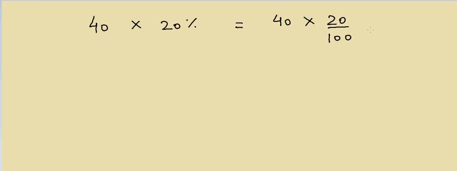So if I have 40 and I want to get 20% of this number, right? The traditional way is I'll take 40, multiply by 20, divide by 100, and the answer will be equal to 8, right? If you look at it, it's basically 4 and 2, so you could have just multiplied 4 and 2. 4 times 2 is equal to 8. So the answer is 8.